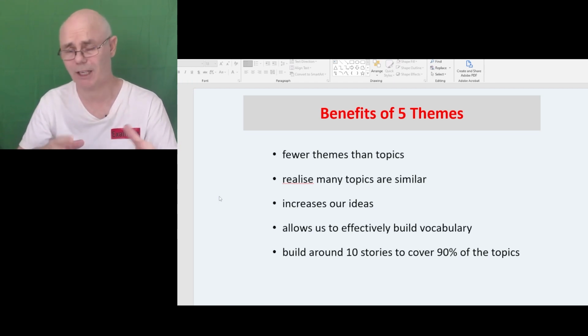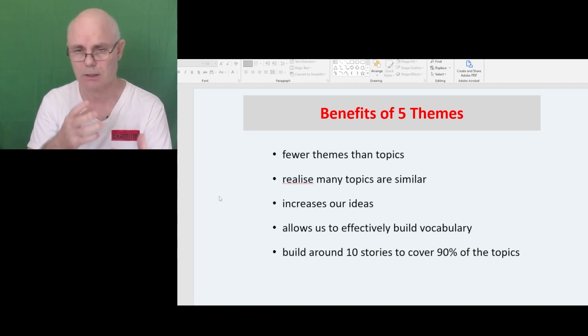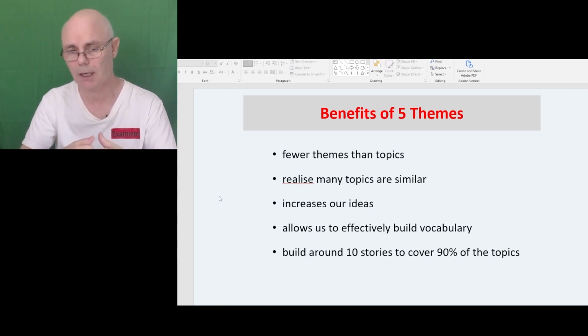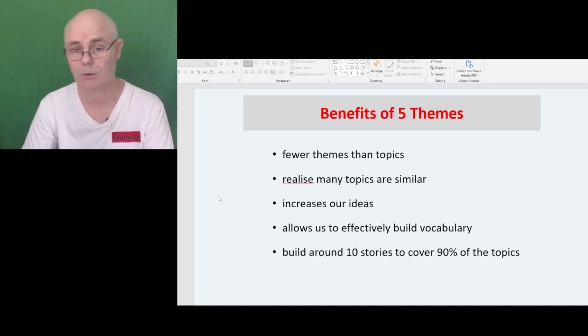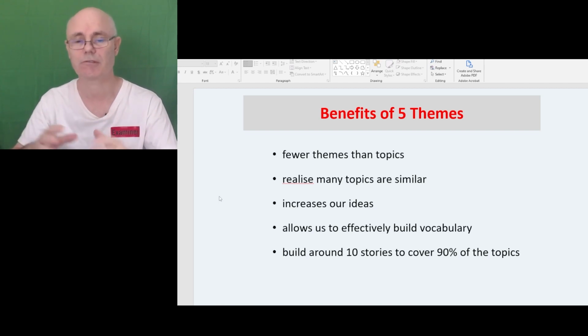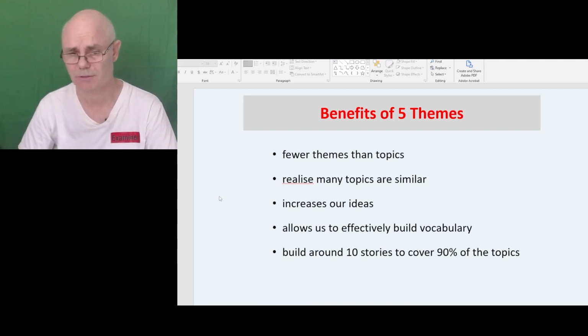Some of my students have actually built up like 10 stories that cover all the topics in the test, and this is another benefit of organizing your topics thematically. It allows you to see the topics that are similar and how a similar story could be used to cover multiple topics. That's a smart way to prepare. The bad way to prepare is just to prepare for like 40 different questions. That's not an effective way at all.